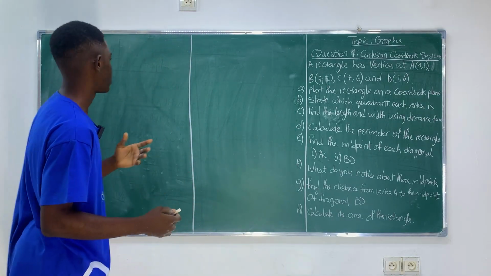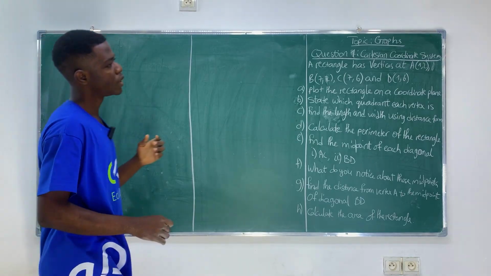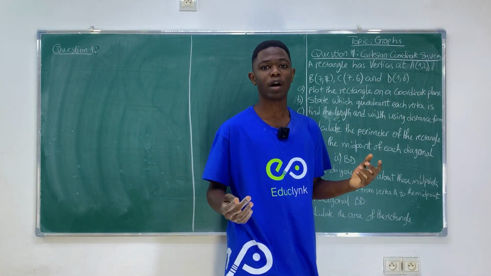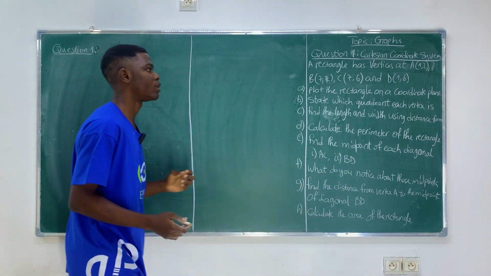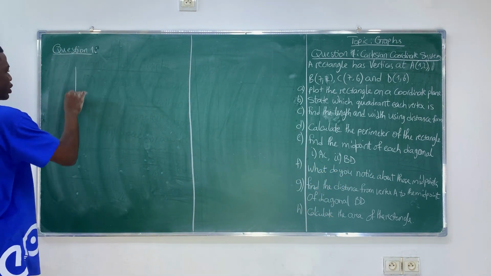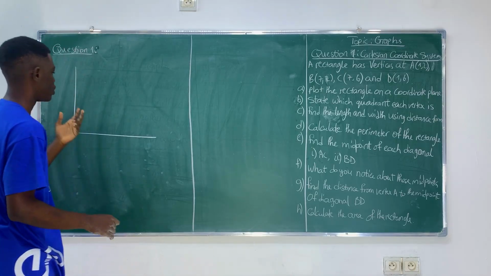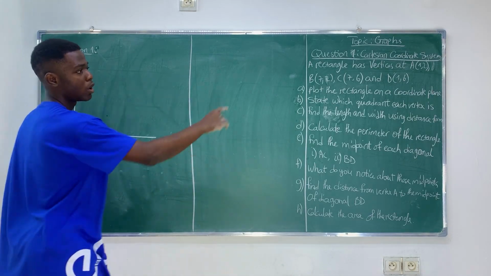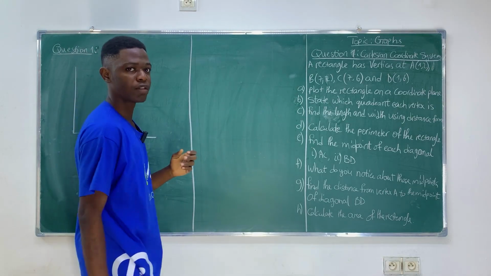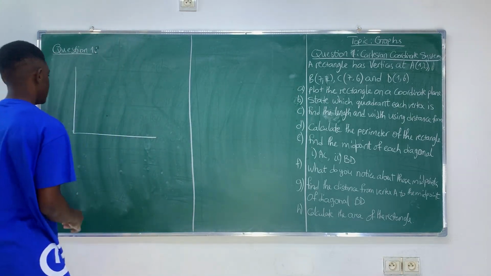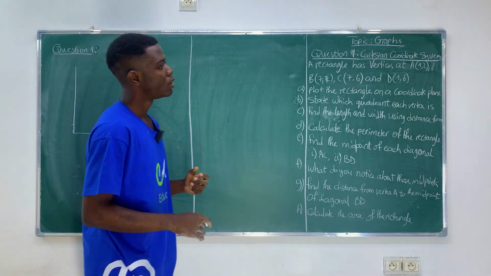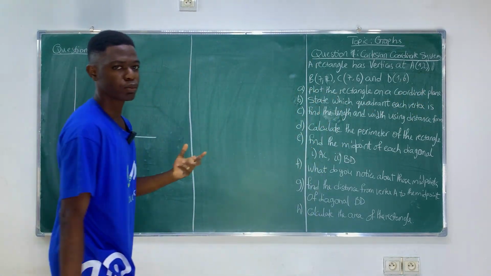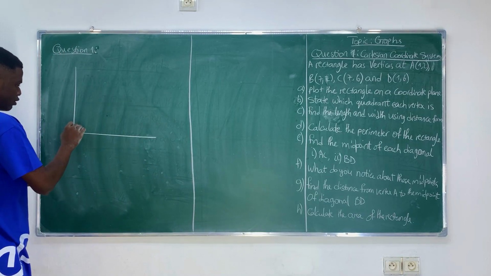To plot on a coordinate plane, you can see that A, B, C, and D are all positive. You don't need to plot any part that is negative. You can put all of them on the first quadrant, because all of them are positive, meaning all of them fall inside the first quadrant. The smallest value is 1, the biggest value I see here is 7. So I put my graph accordingly, with 1 here.